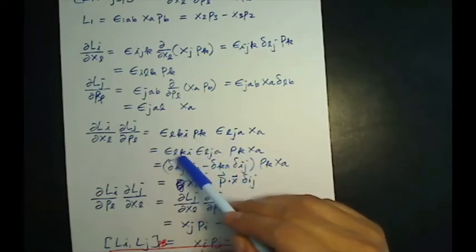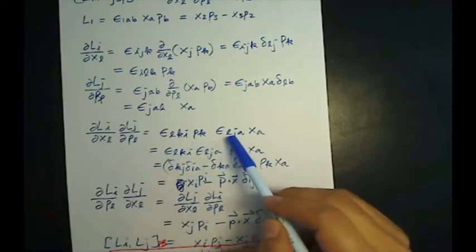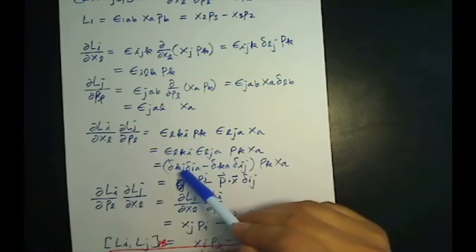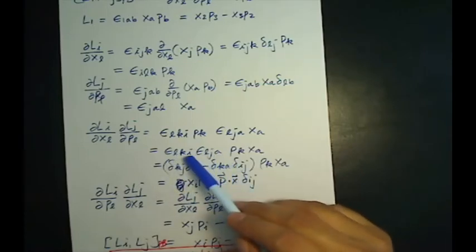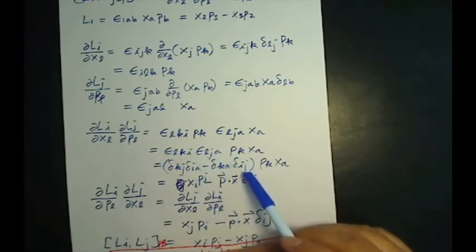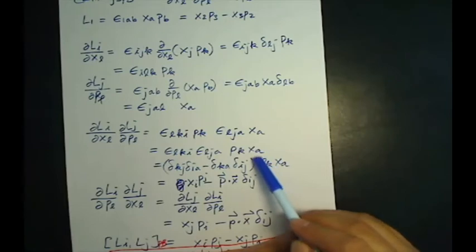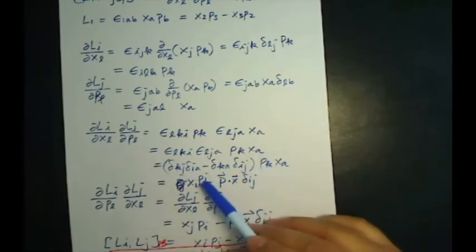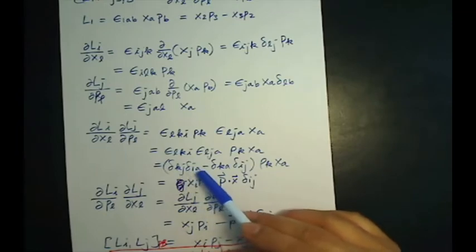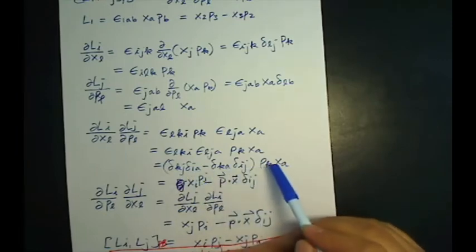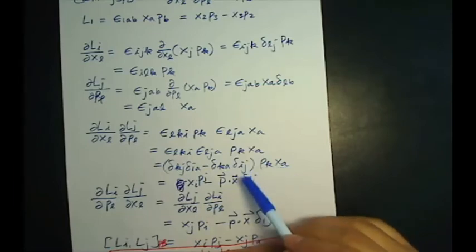So LKI, LJA, delta KJ delta IA, and minus delta KA delta IJ, multiplied by this factor gives XJ PJ... delta IA, XA becomes XI, delta KA, P dot X, delta IJ.